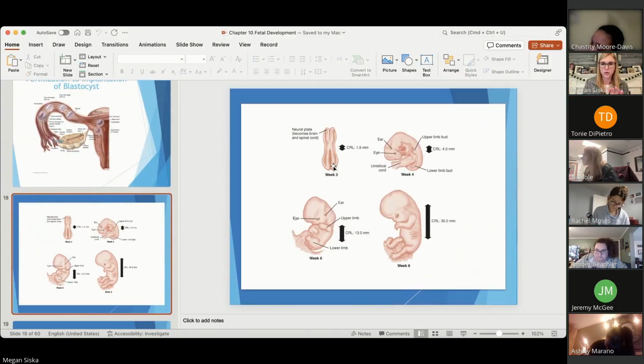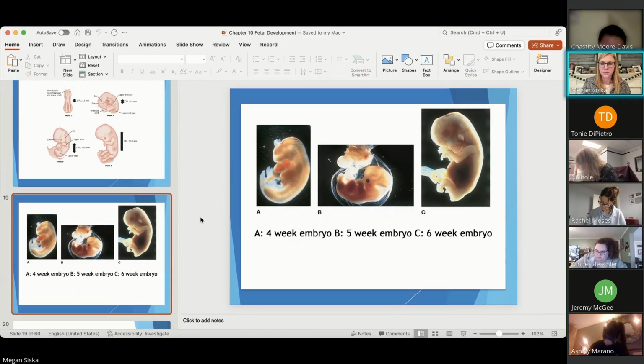This is just showing you the changes here. From week 3 to week 8, it's just incredible how much development happens in those few short weeks. So here are some actual pictures: a 4-week embryo, a 5-week embryo, and 6 weeks. Huge, huge changes.